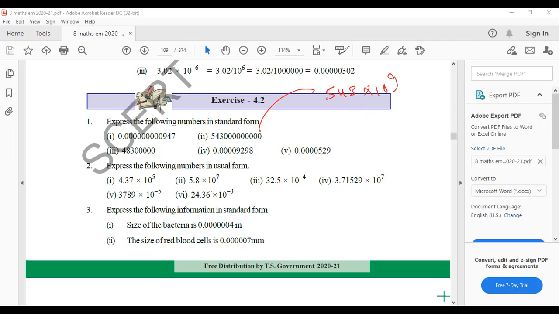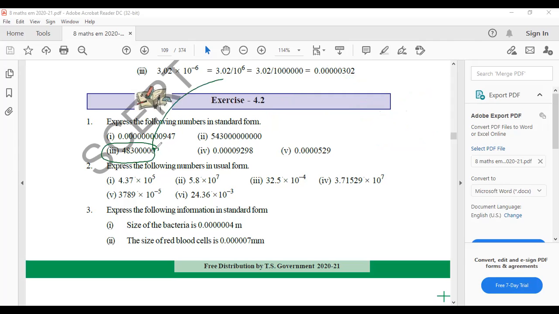If you want to write the point, you can multiply by 10 squared, which is 100. The point will move out here. So 5.43 into 10 power 9 into 10 squared, 10 power 11, is the answer. This is also an answer. Whatever you want to write, you can write. Nothing wrong in that. Clear? Next, we go to the third question. This one is very simple.